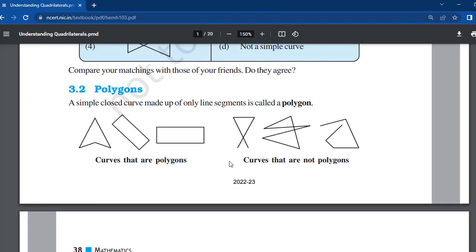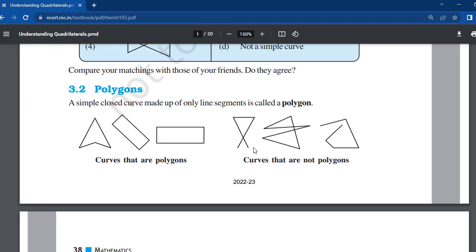Generally, what comes to our mind: what is a polygon? A polygon is made up of line segments, a closed group of line segments, that is called a polygon. The bookish definition is: a simple closed curve made up of only line segments is called a polygon. If you focus on this sentence, you will come to know. If you follow this sentence, you easily come to know that these are all polygons. This is a closed curve. This is also a closed curve made up of line segments. That is the reason this is called a polygon.